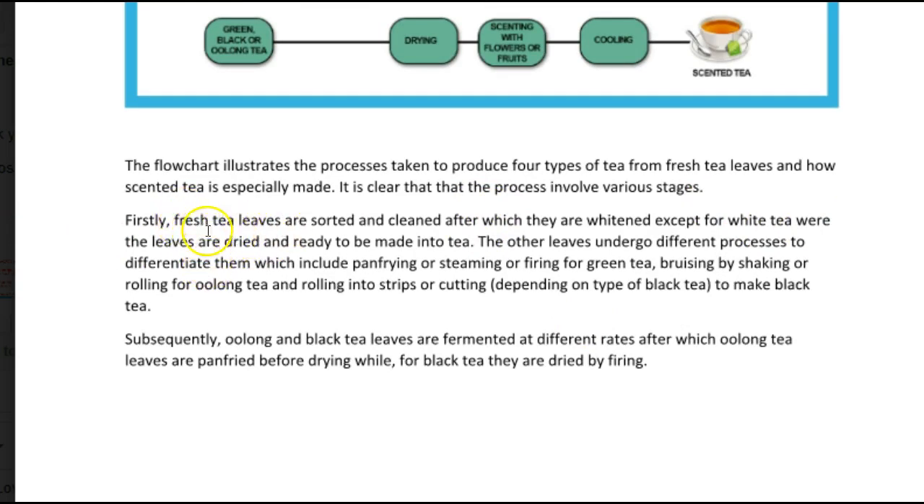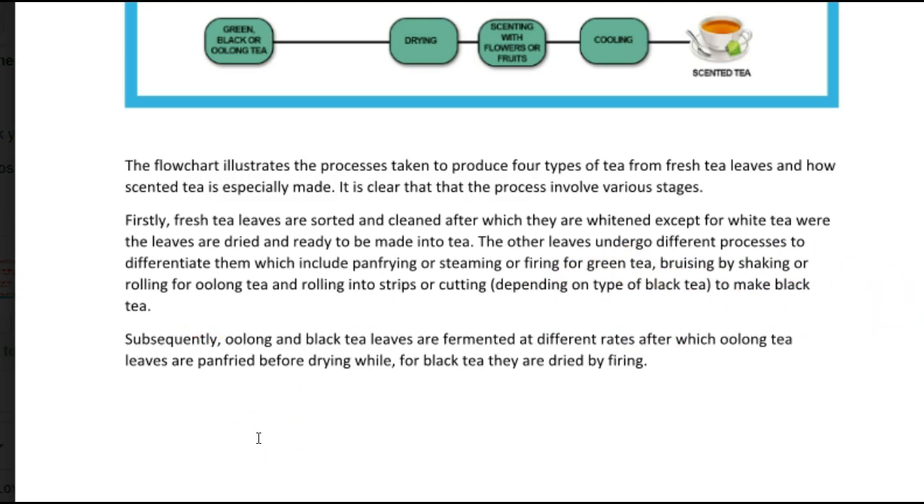The other leaves undergo different processes to differentiate them, which include pan frying or steaming or firing, bruising by shaking or rolling for oolong, and rolling into strips or cutting, depending on type of black tea, to make black tea. Okay, maybe you could have just said depending on type, comma, to make black tea.